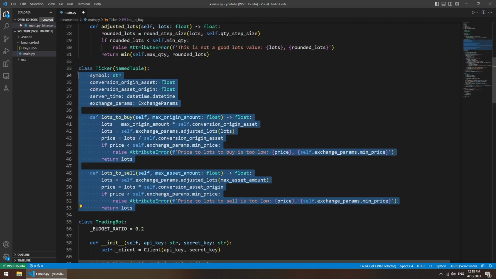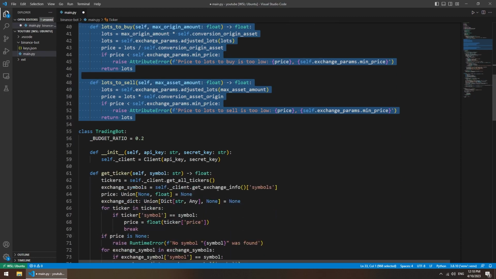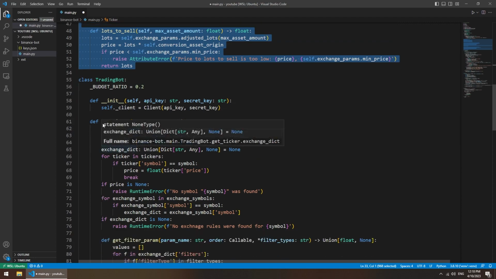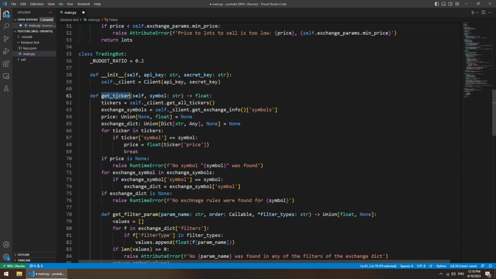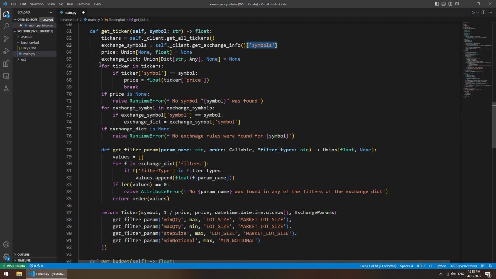So now when we get a ticker, we know how much we can buy or sell with this ticker. And in the trading bot class, we just change the get price function to get ticker function since it's more complicated. This is like the last time that you left this code, so we had this line, but we also get the exchange symbols using the API call of get exchange info and getting the symbols value from it. Then we try to find the price of the symbol. This is very much similar to the previous episode. If we couldn't find the price, we just raise an error.